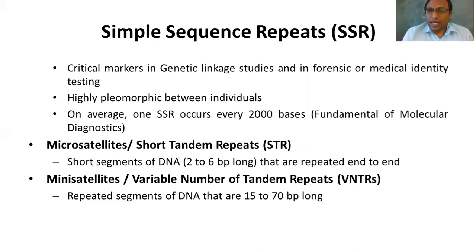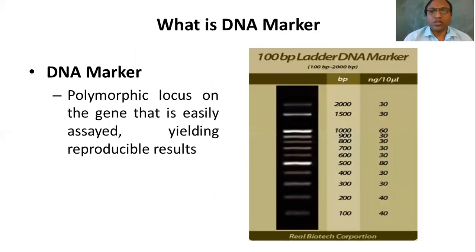In SSR, there are two types. The first type is called microsatellites or short tandem repeats, that is STRs. These are short segments of DNA, 2 to 6 base pairs long, that are repeated end to end. And minisatellites, that is the variable number of tandem repeats, VNTRs, are repeated segments of DNA that are 15 to 70 base pairs long.